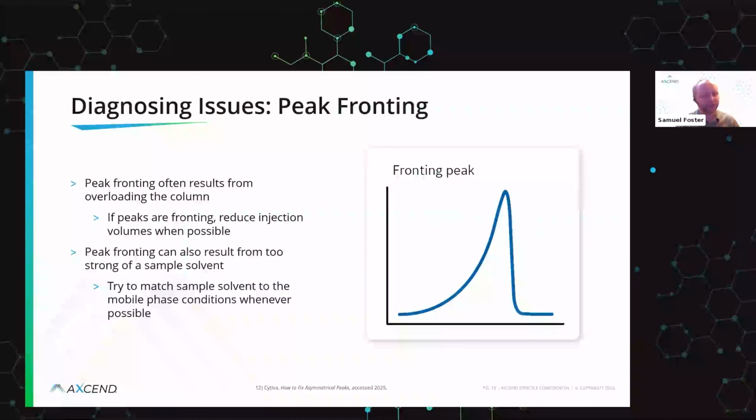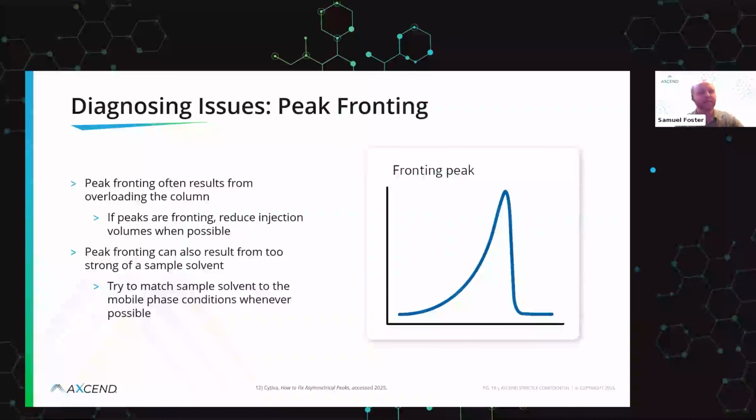In terms of peak fronting, this is one of those areas where if you use too high of an injection volume, you can overload the column and see a very long creep up to the front of your peak. In these cases, you want to see if you can reduce your injection volumes to be much lower than that. That often will fix it.